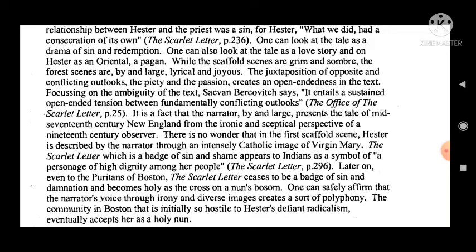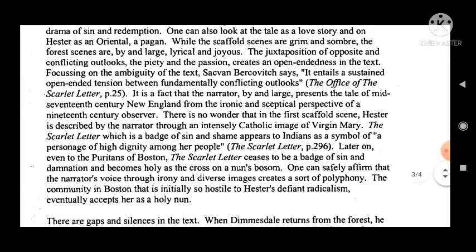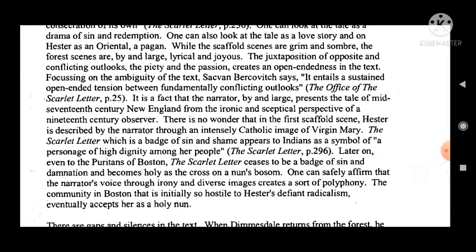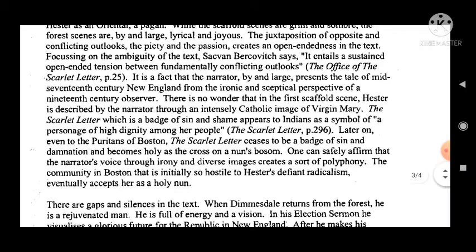One can look at the tale as a drama of sin and redemption. One can also look at the tale as a love story and at Hester as an Oriental, a pagan. While the scaffold scenes are grim and somber, the forest scenes are by and large lyrical and joyous. The juxtaposition of opposite and conflicting outlooks, the piety and the passion, creates an open-endedness in the text, focusing on the ambiguity of the text.